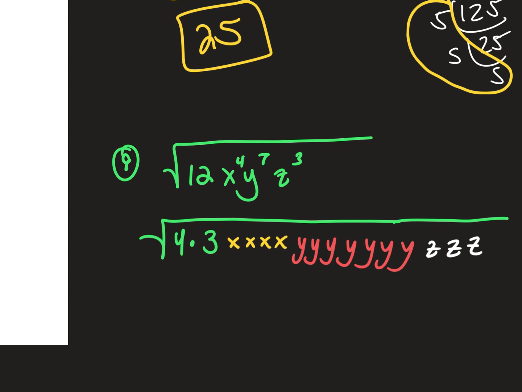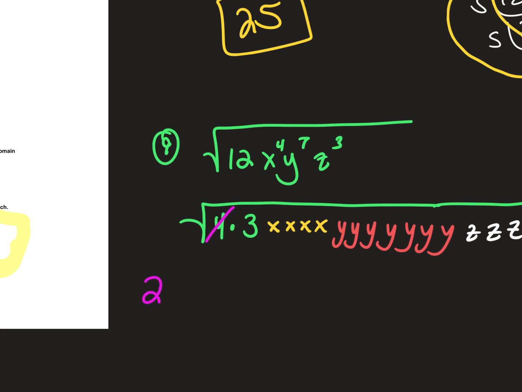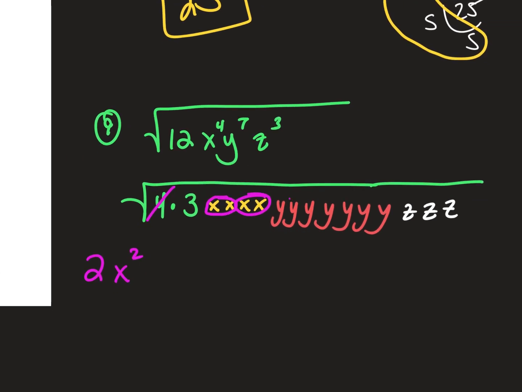So what is the square root of 4? What times what gives you 4? Okay, so I'm going to bring a 2 out in front. My 3 is going to stay inside because that doesn't help. So do I have a pair of x's that I can pull out here? Yes. Do I have another pair I can pull out? Yes, so that gives me x what? Squared. How many pairs of y's can I pull out? 1, 2, 3, right? So y cubed.